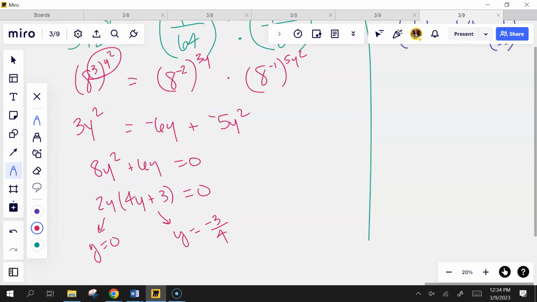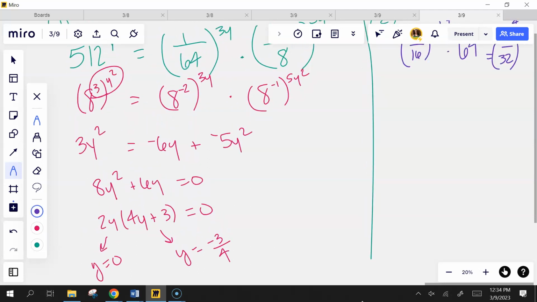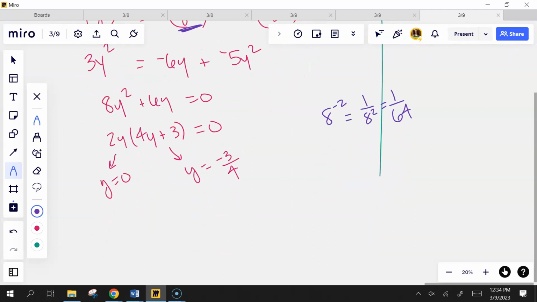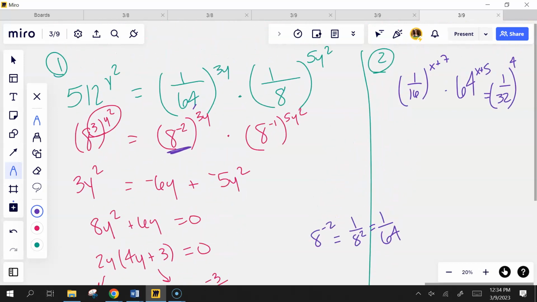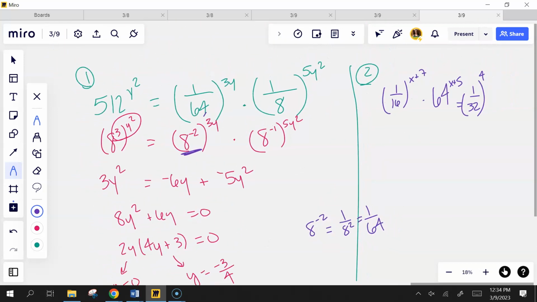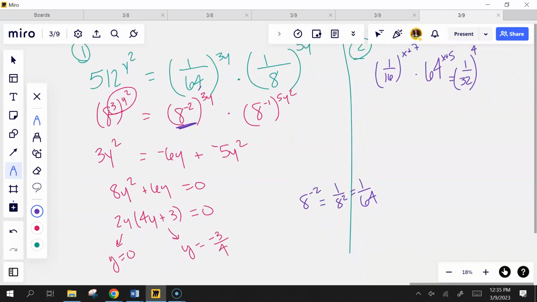It just has to keep its same value. So you can rewrite it a different way, but it still has to be 1 over 64 at the end. Well, what's 8 to the negative 2? 1 over 8 squared, which is 1 over 64. Right. Negative 6y, that's negative 5y squared. So I added the 5y squared here, and I added the 6y.